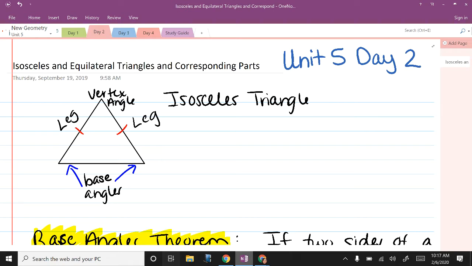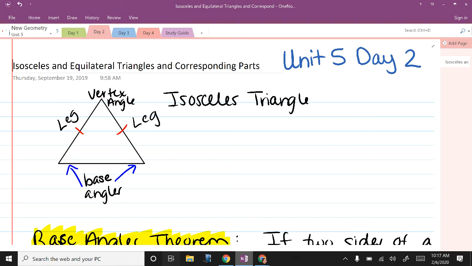There are 3 ways we can classify triangles by sides, and those were scalene, isosceles, and what was the third one? Equilateral. So by sides, we have scalene if they're all different side lengths, isosceles if 2 sides are the same, equilateral if all 3 sides are the same.